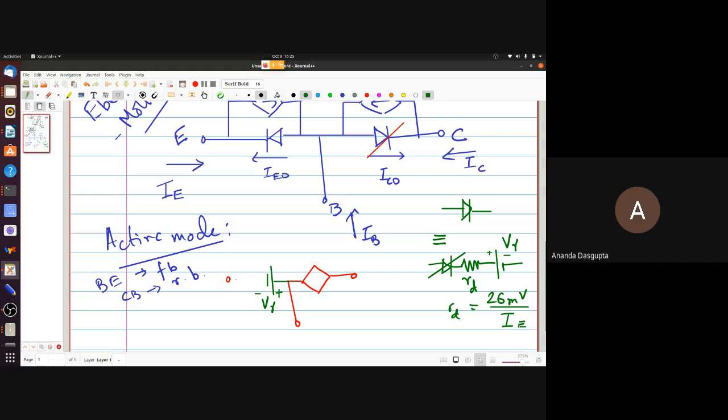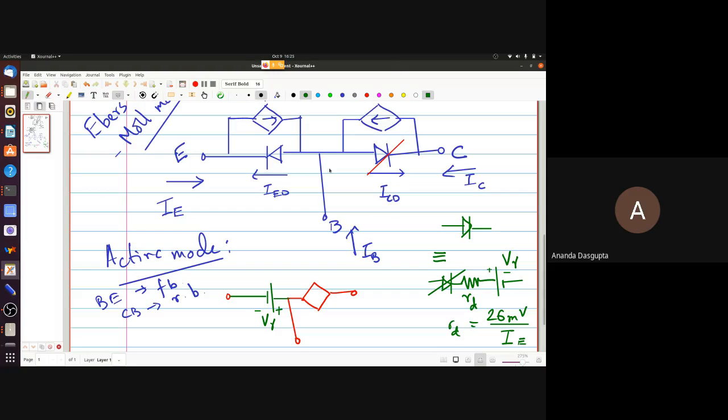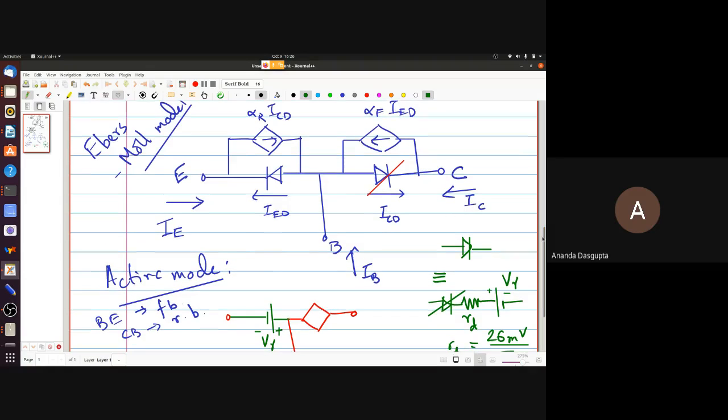So we will just be left with the V gamma. And the only other thing now is, of course, this current source. If you remember, the current source was pointing this way. It was the same direction as IED, but its value was alpha F IED, pointing this way. But how is IED related to IE?